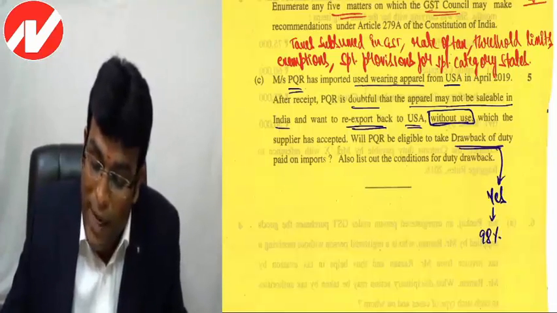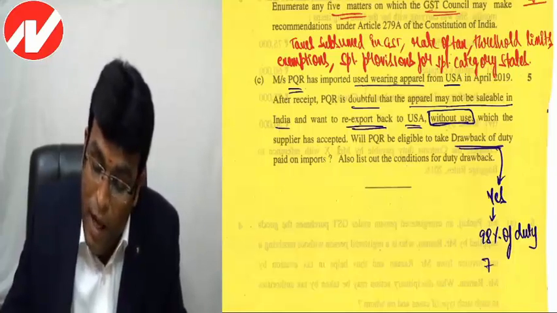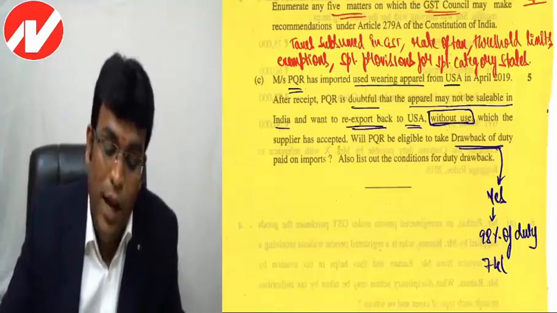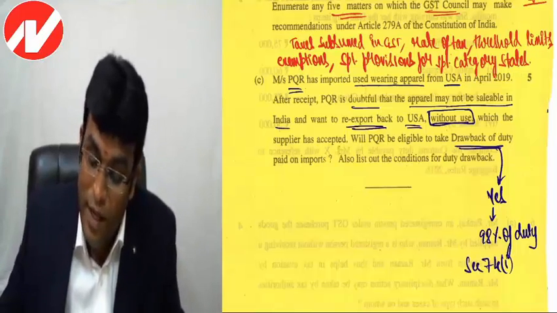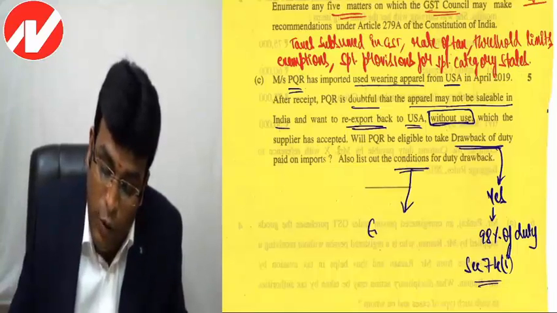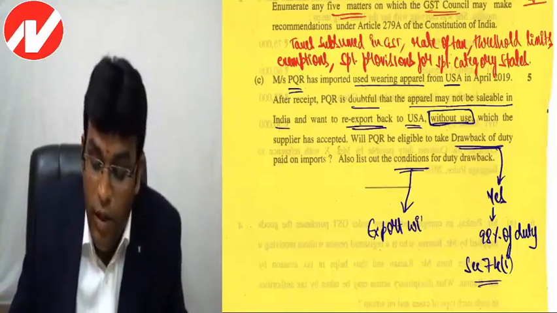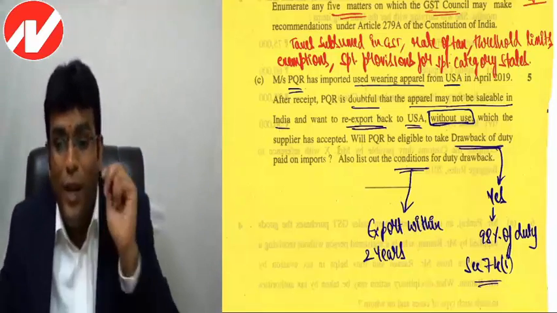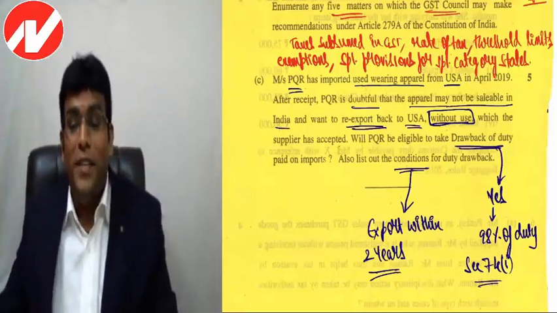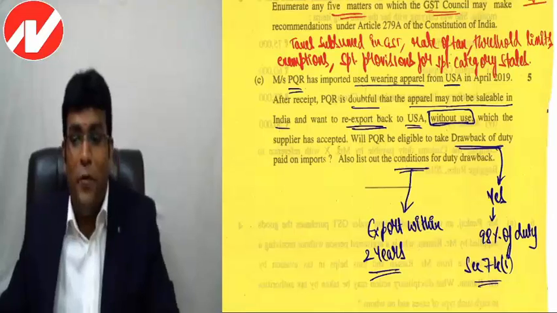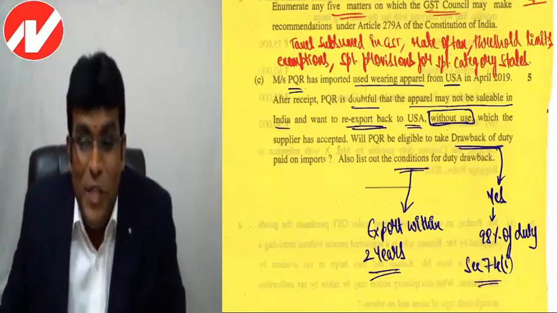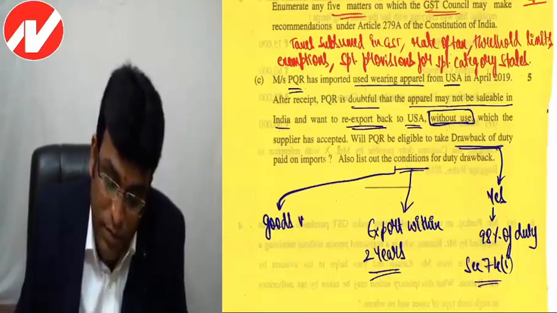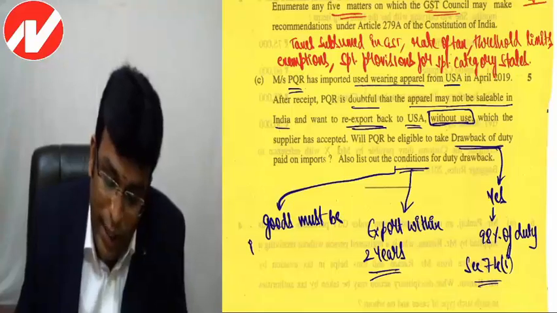Moreover, you will get a drawback of 98% of duty because of section 74 subsection 1. And the condition is that you have to export within 2 years. You have to export within how much time, my dear friends? 2 years. That point is very important. Within 2 years from payment of duty, you have to export, my dear friends. Speak out, sir. And one more very important condition is that goods must be identified.